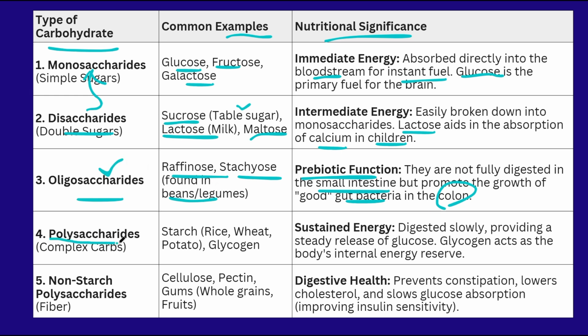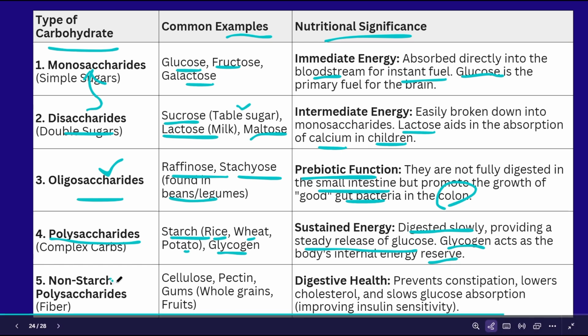Next, we will understand the polysaccharides. The examples are starch and glycogen. Starch is present in rice, wheat, and potatoes. These are slowly digested in the body. Okay, and this will help for the steady release of glucose. That means the glucose is released slowly but continuously into the bloodstream. There is no rapid release here. Glycogen acts as a reserve, that means storage of glucose.